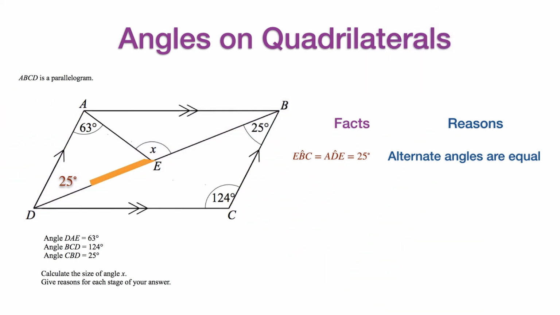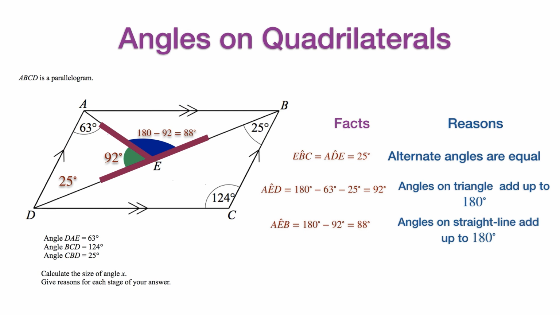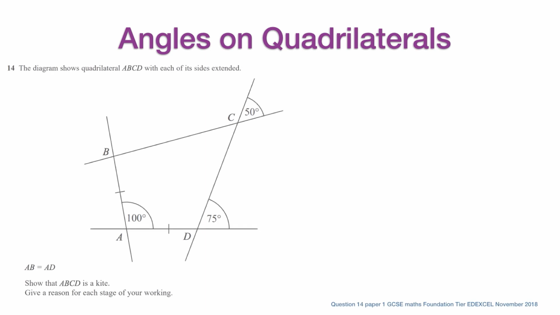Angles in triangle ADE add up to 180 degrees. Therefore, angle AED can be found by subtracting 25 and the given angle 63 from 180 degrees. This gives 92 degrees. The angles AED and AEB also lie on a straight line. They add up to 180 degrees. Hence, the value of x can be found by subtracting 92 from 180. This gives the value of x as 88 degrees.